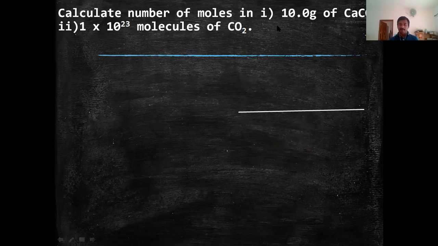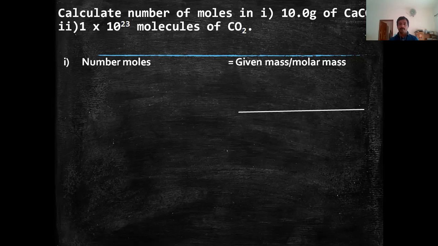If the mass is given, then what is the equation? Number of moles equals given mass divided by molar mass. What is the given mass? 10 gram divided by molar mass 100. So that is equal to 0.1 mole.